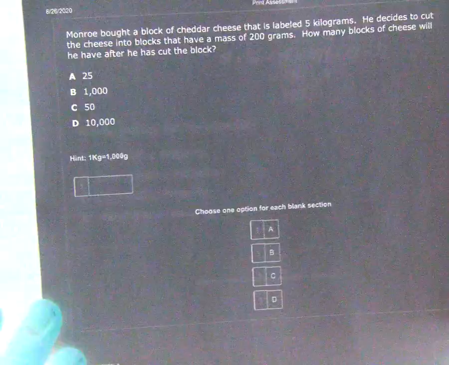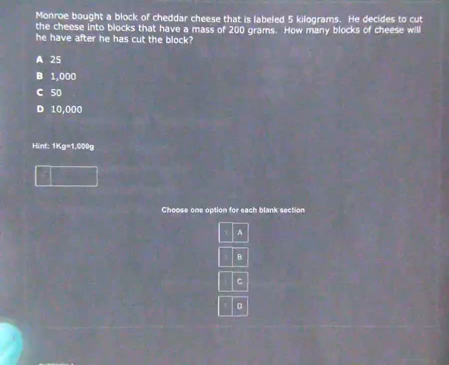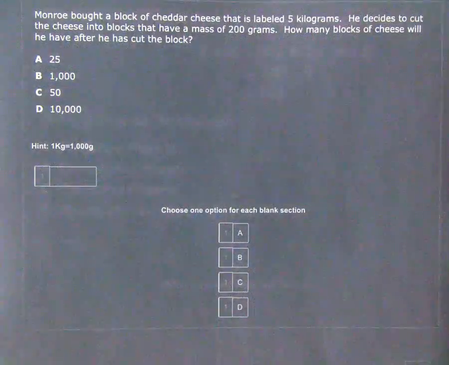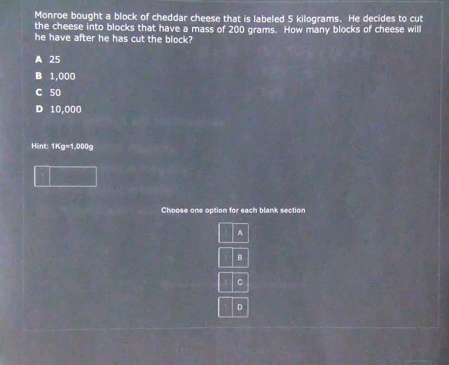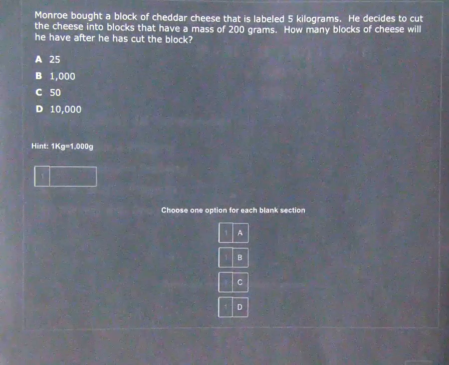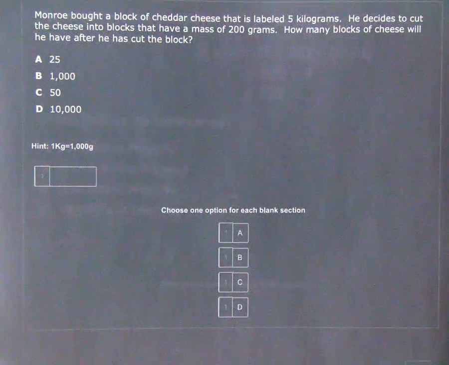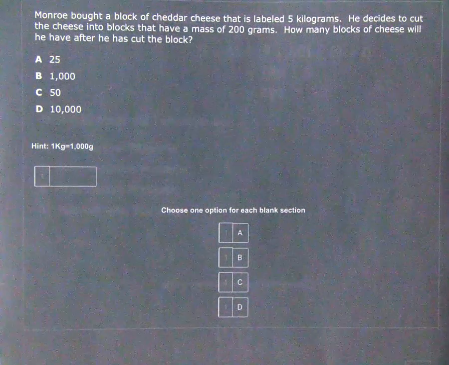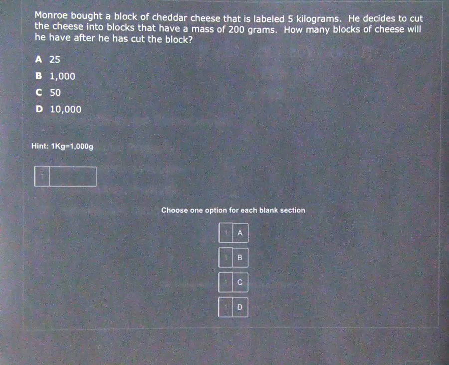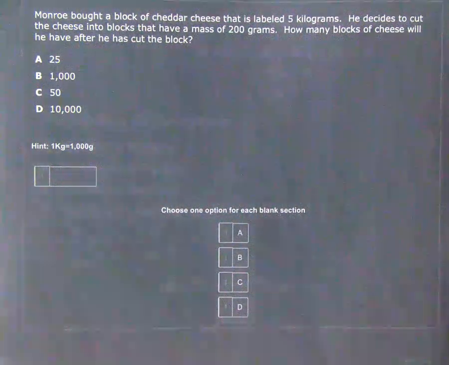Here's number 3. Let's center this a little bit more. Monroe bought a block of cheddar cheese that is labeled 5 kilograms. He decides to cut the cheese into blocks that have a mass of 200 grams. How many blocks of cheese will he have after he has cut the block? Here's a hint. 1 kilogram equals 1,000 grams.